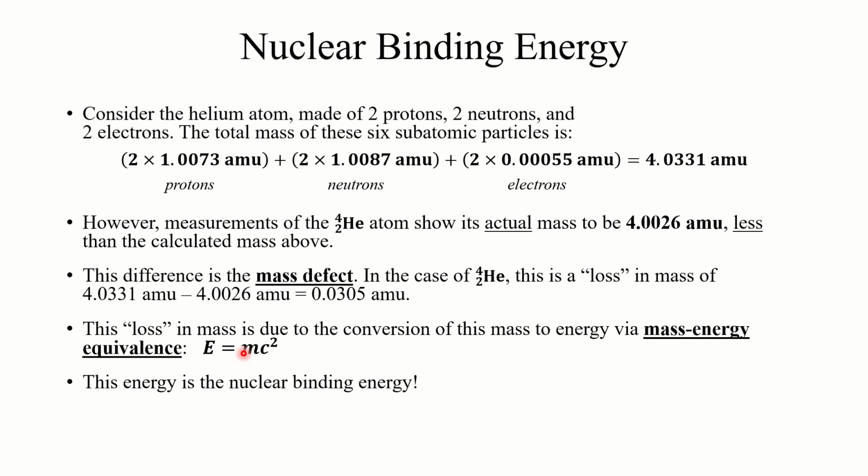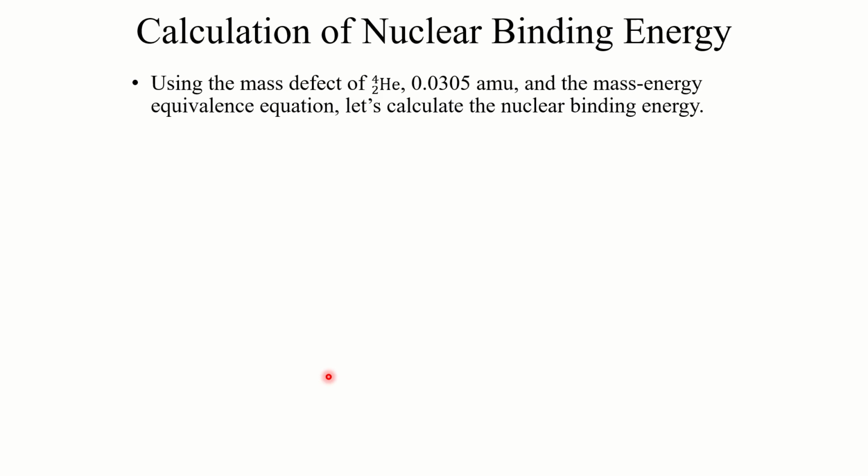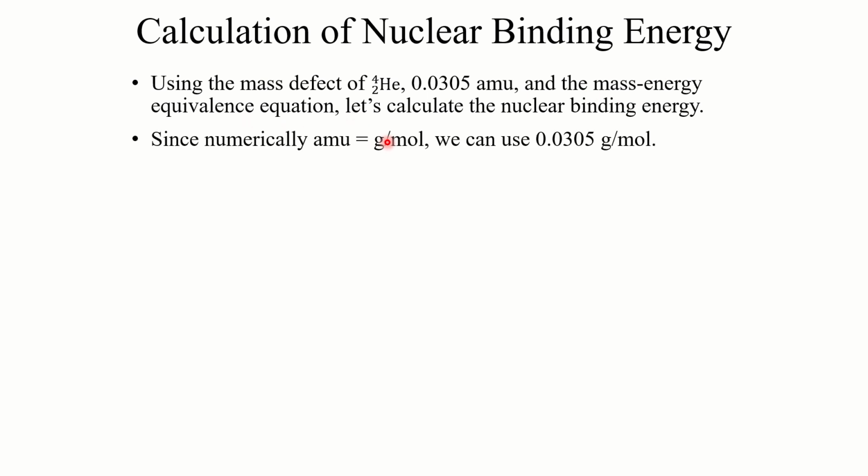So again, this is the energy to mass conversion, or the mass energy equivalence equation. So this mass defect, this missing mass, is mass that's been converted to energy and is being used as the nuclear binding energy. So let's calculate the actual nuclear binding energy using the mass defect of helium, that's 0.0305 AMU, and the mass energy equivalence equation, we can calculate the nuclear binding energy.